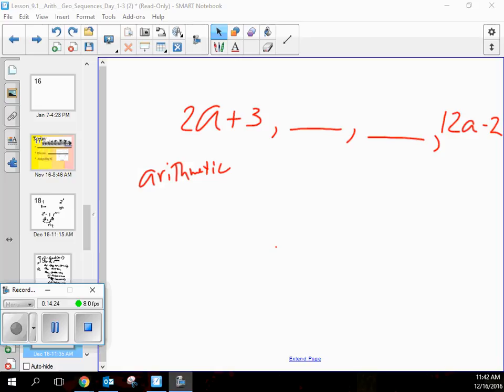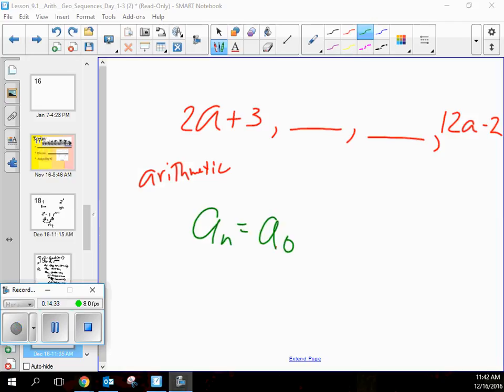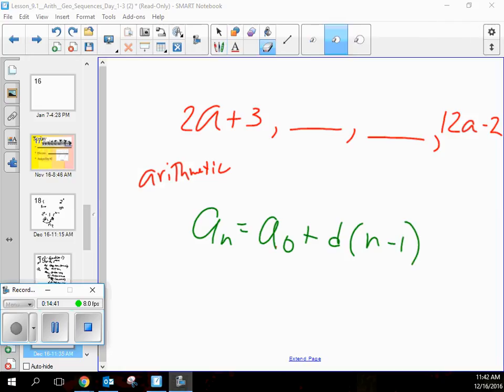Okay, so arithmetic. What did that tell me? Oh, I can use this formula: a_n equals a_0 plus d times n minus 1. Well, which of these do I know? n is 4. I like it. So then 4 minus 1 becomes 3.